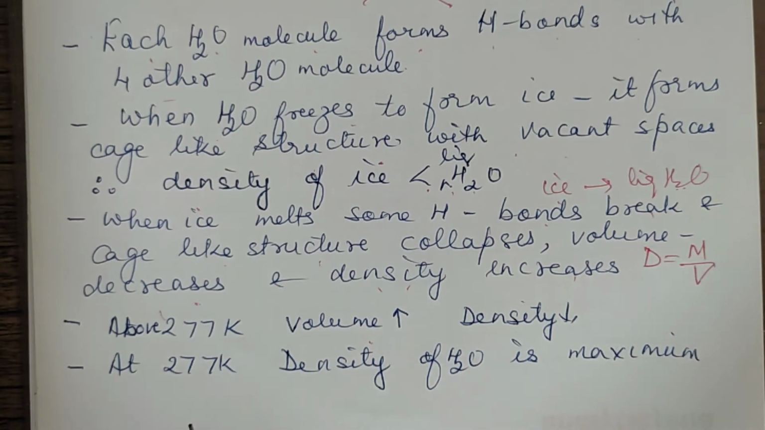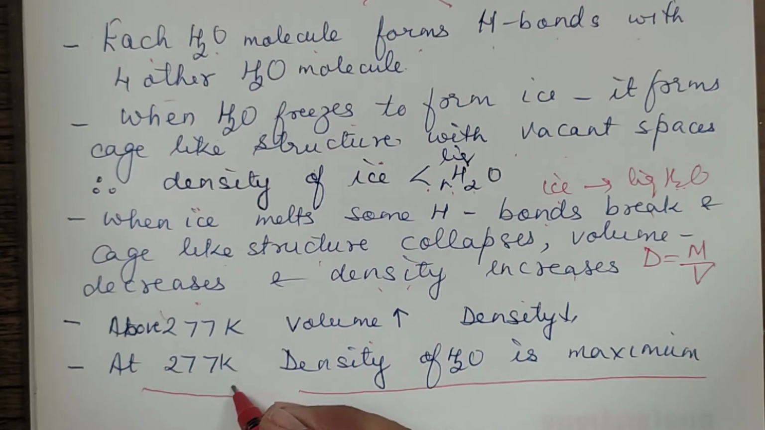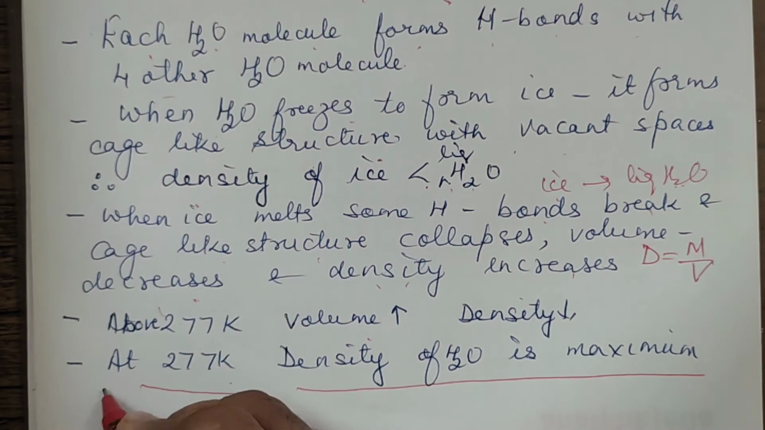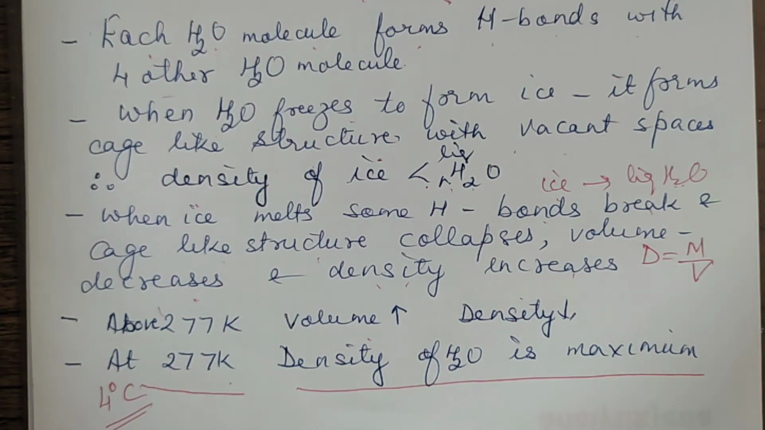And it is observed that at 277, density of water is maximum. Okay, at 277 Kelvin, the density of water is maximum. That is 4 degrees Celsius. At 4 degrees Celsius, the density of water is maximum. Please make notes as I am explaining.